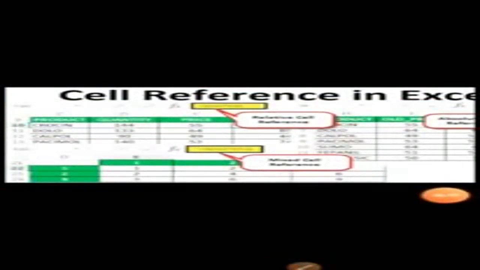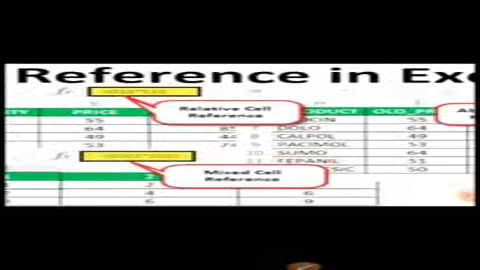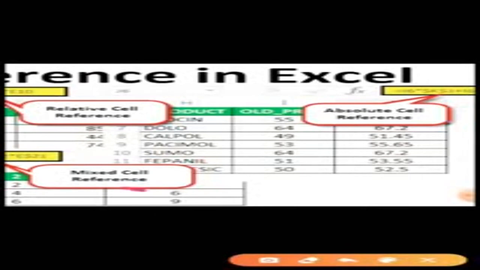Students, you can see here the three types of cell address, or you can say the three types of cell reference, given on the screen: the relative cell reference, the absolute reference, and the mixed reference. Now you can see clearly the absolute, mixed and relative references. These are the three types of references we can find in MS Excel.